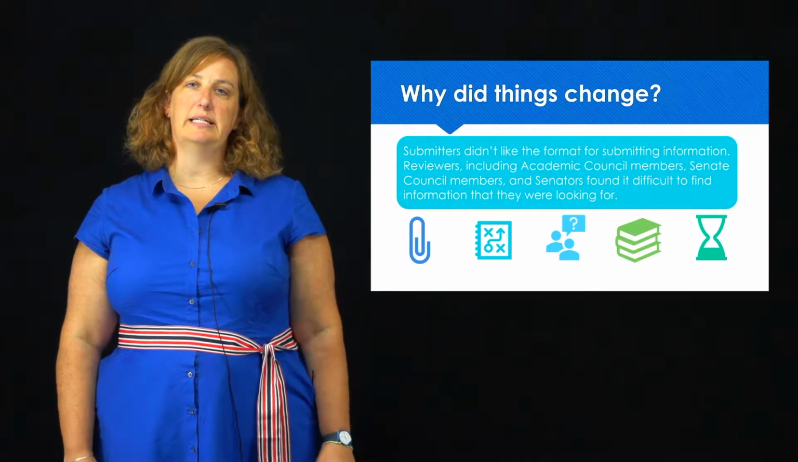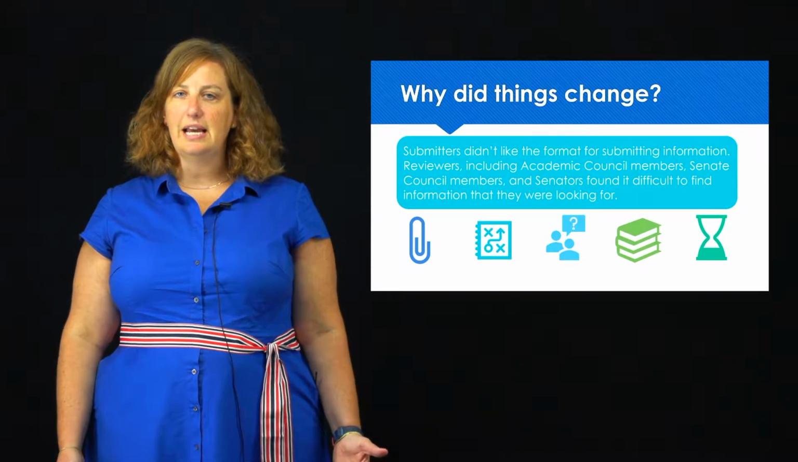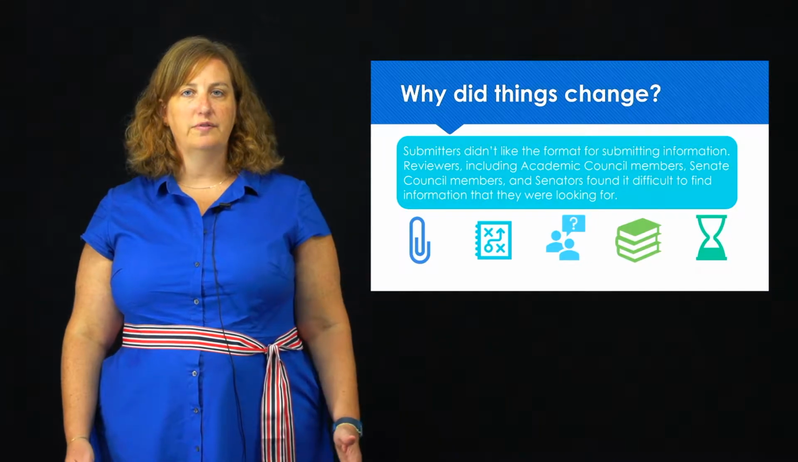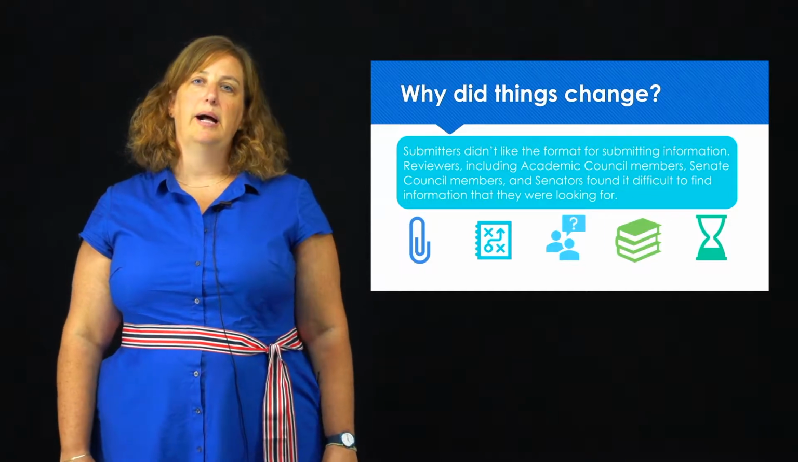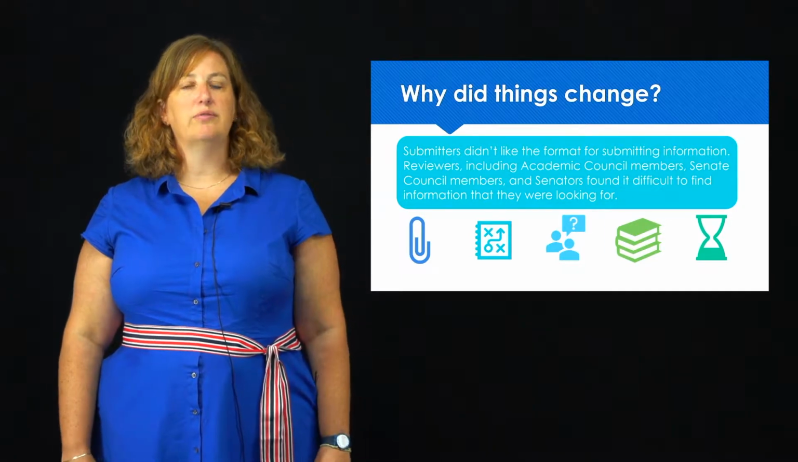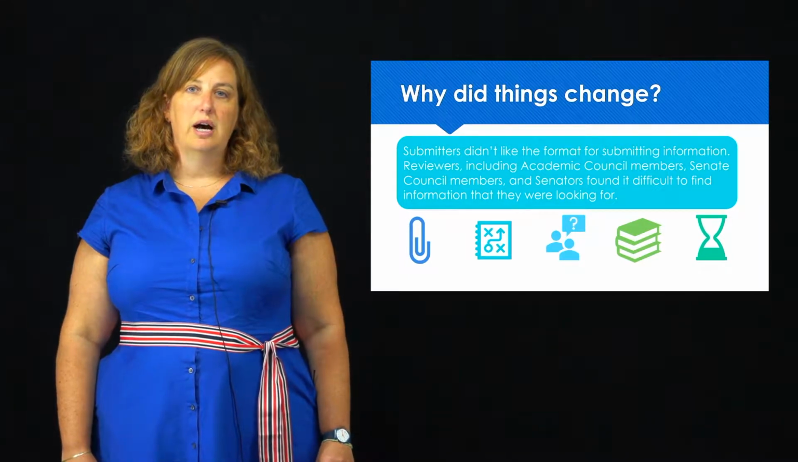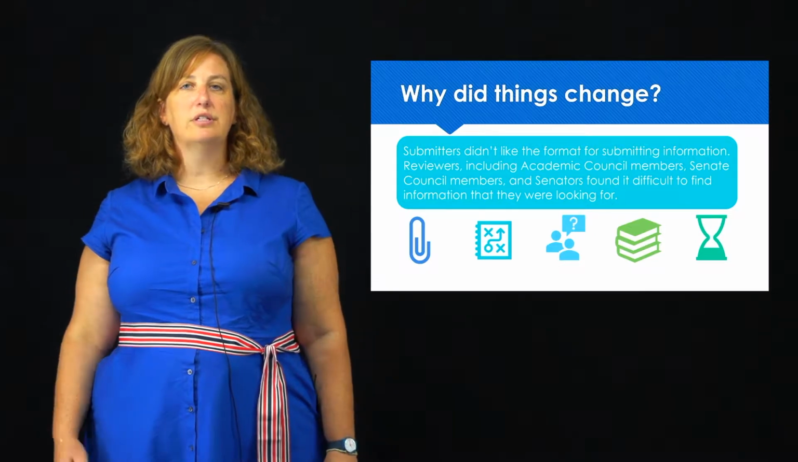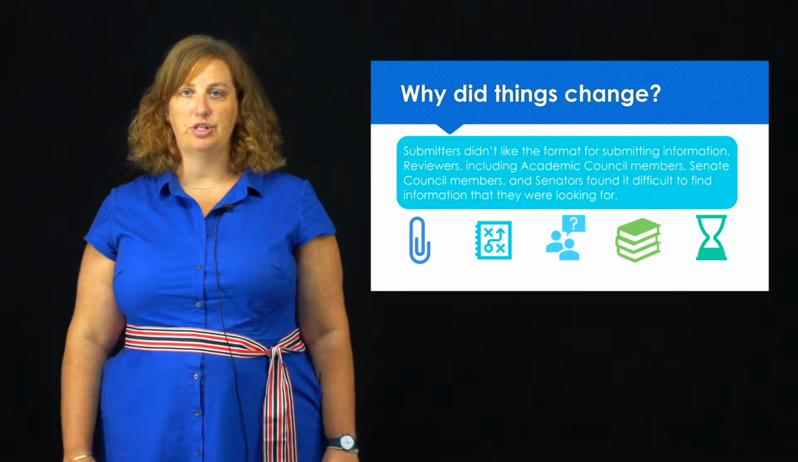We heard also complaints that it was difficult to find out at what stage a proposal was, to keep track of who was involved and who had control of the proposal at any particular moment, that the information people were looking for wasn't always clear, wasn't always easy to find. And again, as I said, we've heard this from lots of different corners, including members of the Senate Council, members of the Senate, members of the academic councils, and proposers themselves.